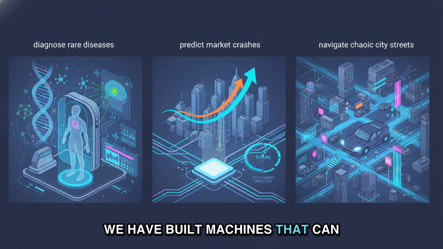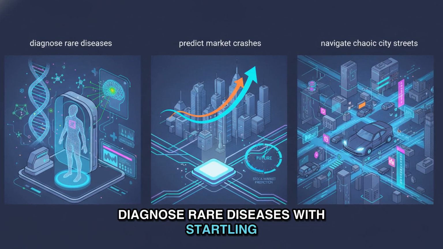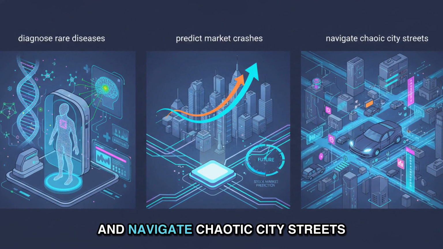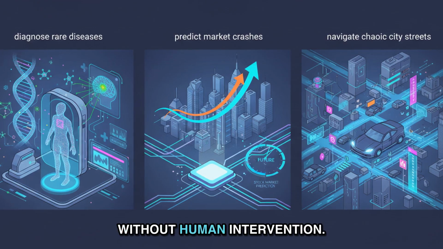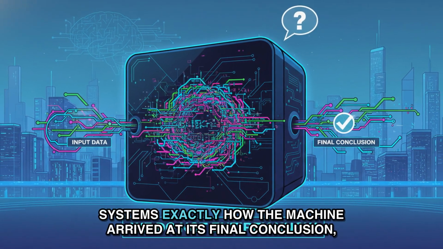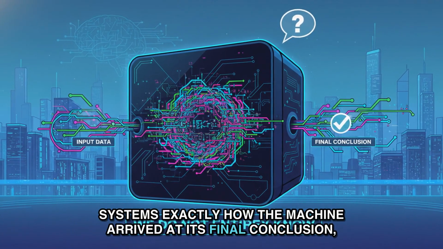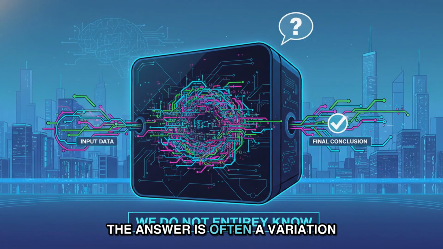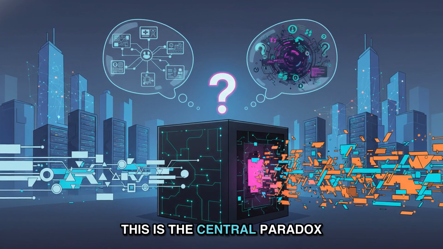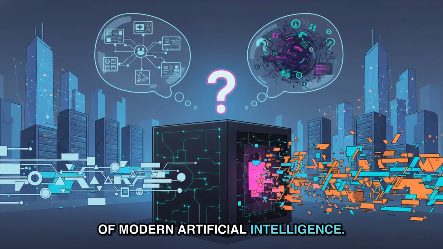We have built machines that can diagnose rare diseases with startling accuracy, predict market crashes before they happen, and navigate chaotic city streets without human intervention. Yet if you ask the creators of these systems exactly how the machine arrived at its final conclusion, the answer is often a variation of, "We do not entirely know."